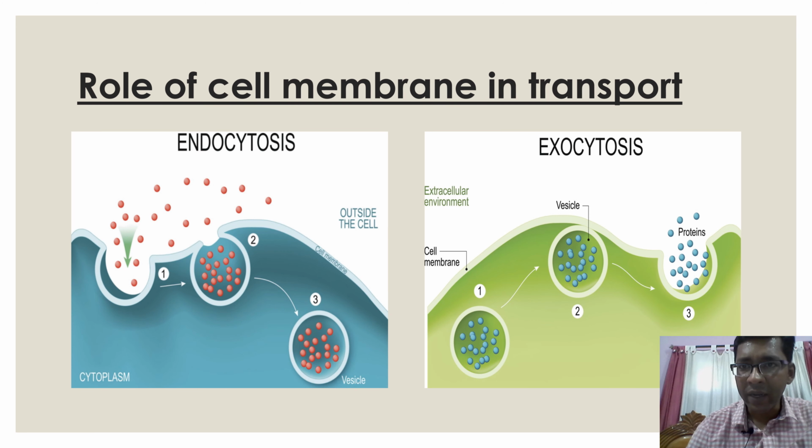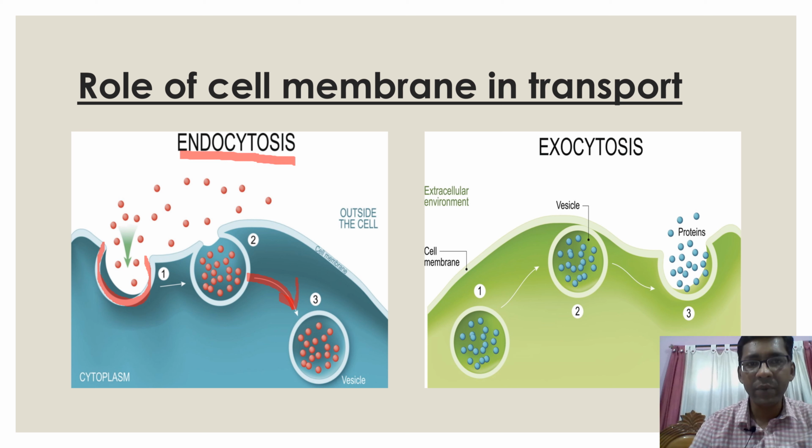So, the role of the cell membrane in transport. The outer covering of a cell is called the cell membrane, and it helps in the transport of substances from the cell and into the cell. If a substance comes near the cell membrane, the membrane gets invaginated on the inner side and the substance gets attached to it. They form a vesicle, and the vesicle gets detached from the cell membrane and is released inside the cell. This process is called endocytosis.